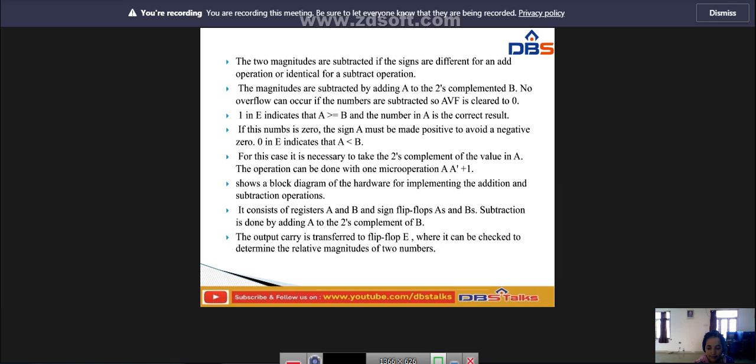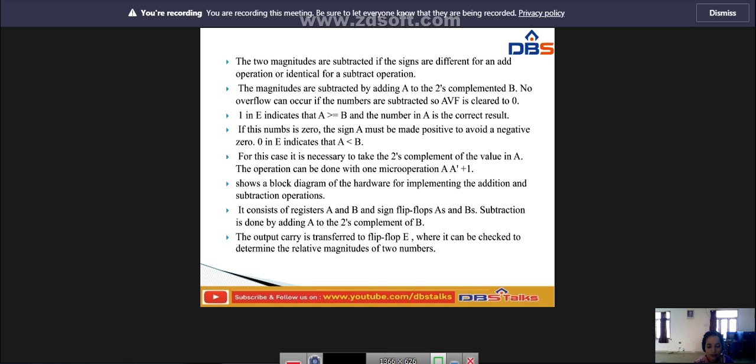For this case, A less than B, it is necessary to take the 2's complement of the value in A. The operation can be done with 2 micro operations, that is A's complement plus 1. So we assume here that the A register has circuits for the micro operations complement and increment. So the 2's complement is obtained from these two micro operations.